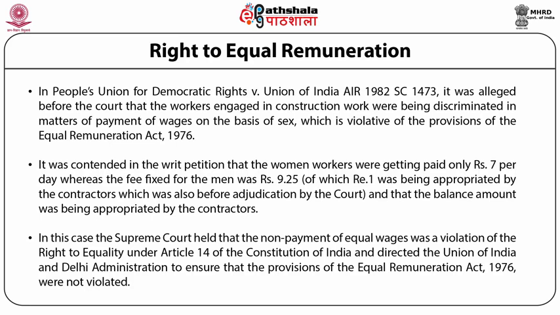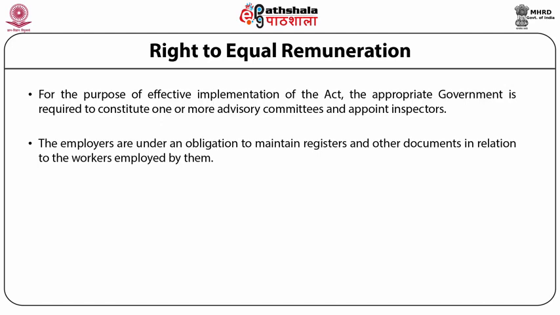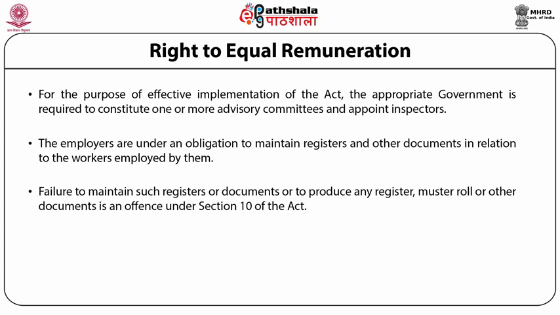1976 were not violated. For the purpose of effective implementation of the Act, the appropriate government is required to constitute one or more advisory committees and appoint inspectors. The employers are under an obligation to maintain registers and other documents in relation to the workers employed by them. Failure to maintain such registers or documents or to produce any register, muster roll or other document is an offence covered under section 10 of the Act.